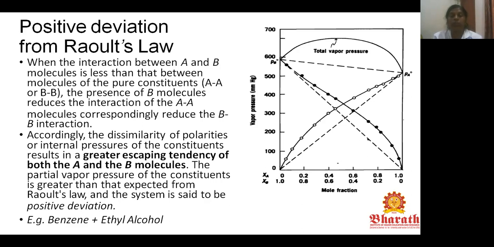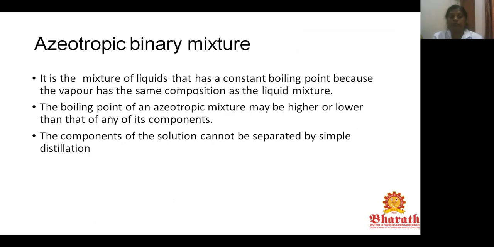So the partial vapor pressure of the constituents is greater than that expected from Raoult's law, and the system is said to show positive deviation. Example: benzene and ethyl alcohol.